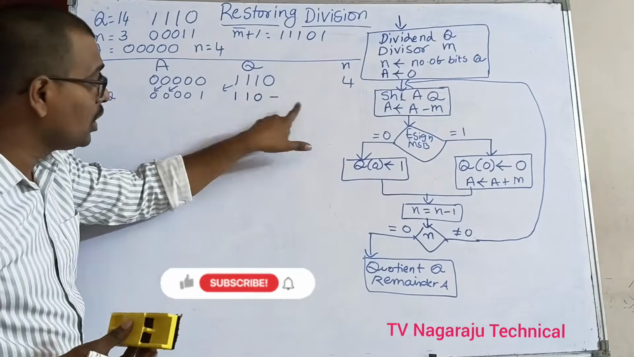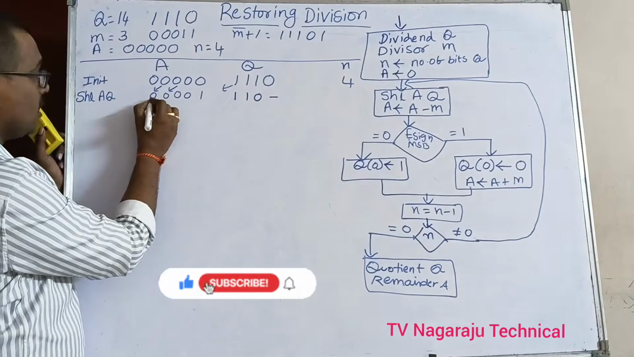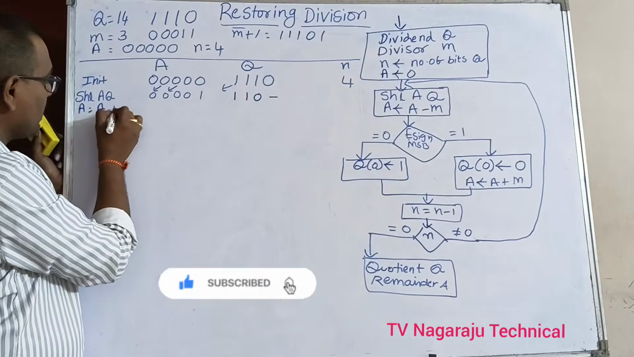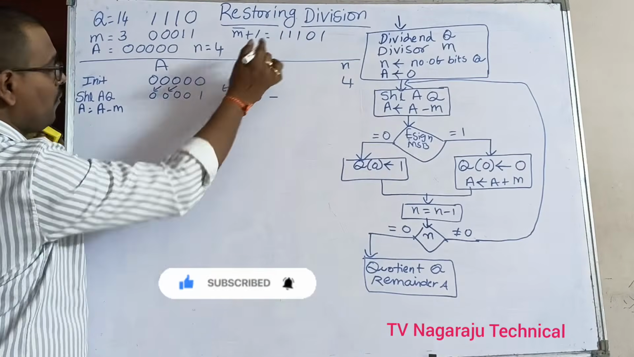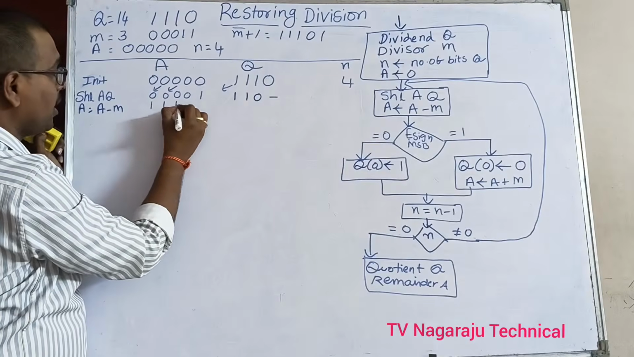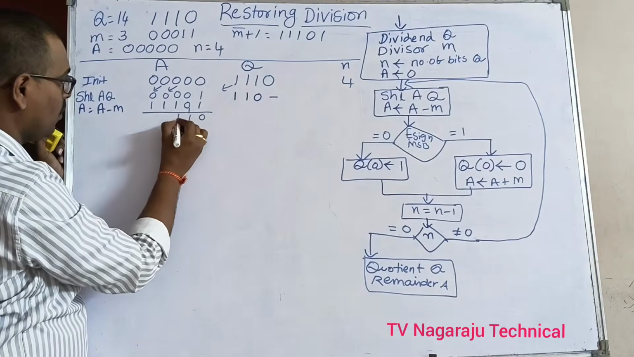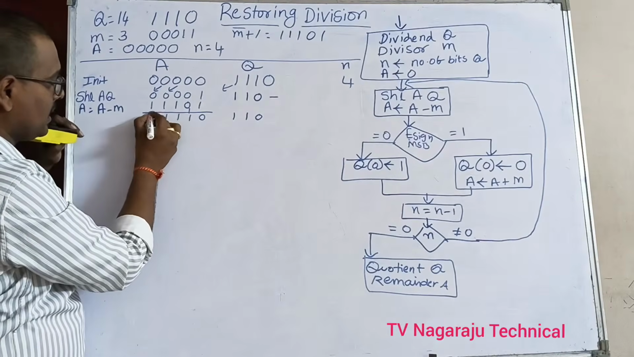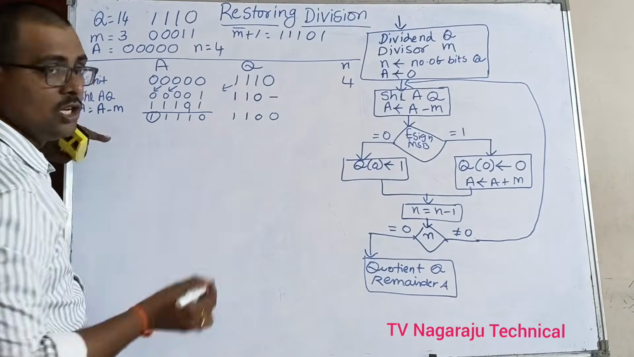Here what you need to fill is based on the sign of this one. But before that, what is the step? You need to do the subtraction: A is equal to A minus M. So for that add this one, 11101, 101 111. So 110. What is the MSB value? 1. MSB value is equal to 1 means simply 0.